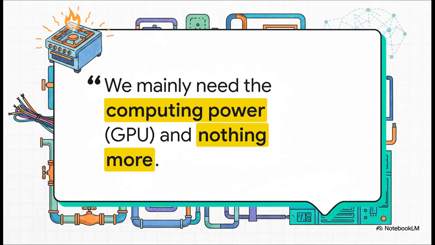And here's the argument for building your own kitchen. This Reddit user puts it perfectly. We mainly need the computing power, GPU, and nothing more. See, for them, it's all about the raw power of the stove, the GPU. They've got the skills to handle all the plumbing and wiring themselves. And what they really want is that super fine-grained control you get when you do it all yourself.